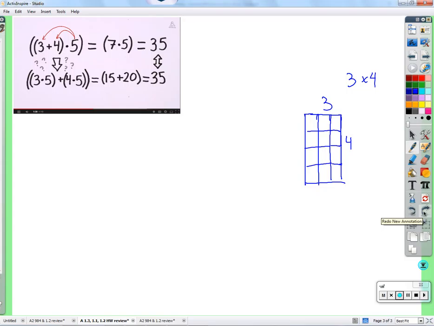Exactly. And this can show us three groups of four as well. Along here, we have four squares, four by one, and then we have three groups of those four, right? One, two, three groups of four, there's 12. Completely mathematically sound, no tricks, no magic. That was cool.